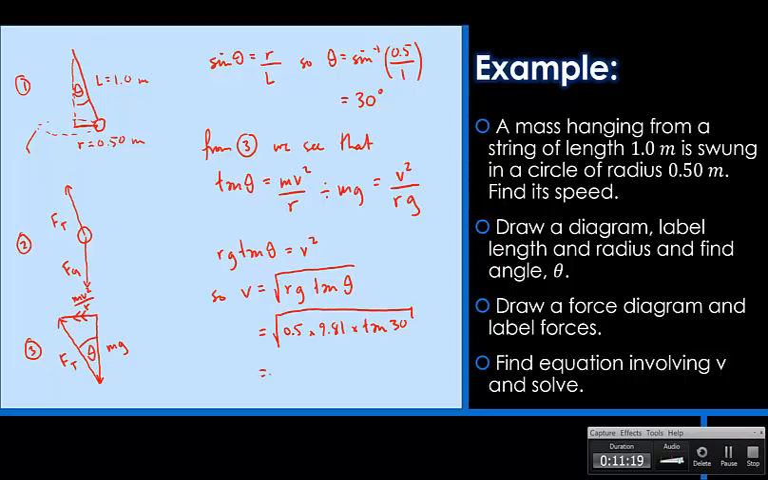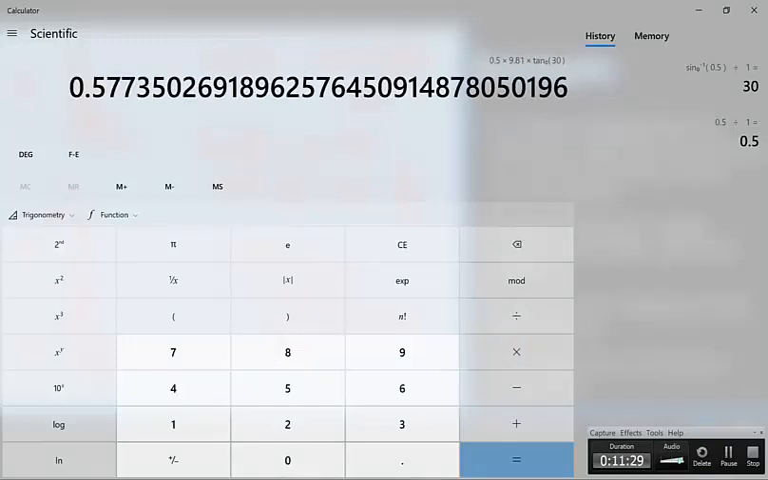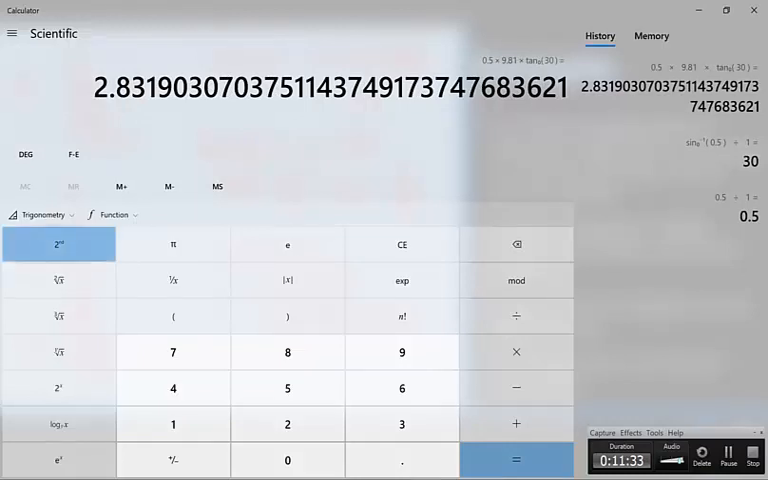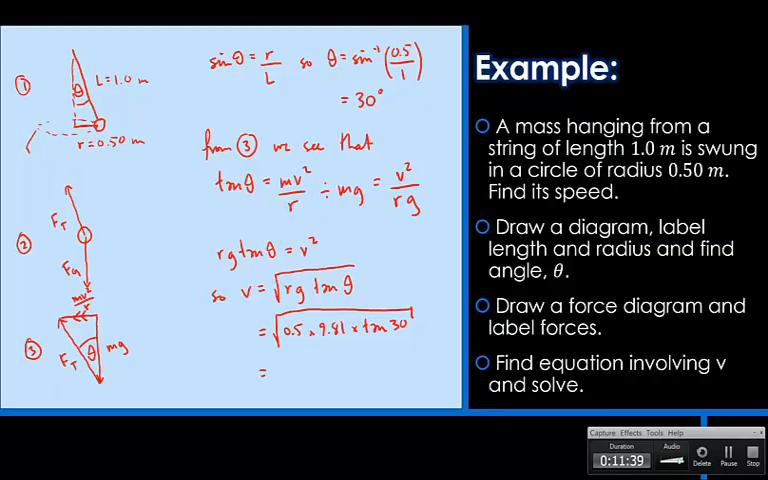which we can calculate. 0.5 times 9.81 times the tan of 30 equals, and then we'll take the square root of that and we get 1.68, equals 1.7 meters per second, and that's 2 significant figures. Okay, so using the geometry of the situation and our analysis of the forces, we can figure out how fast a conical pendulum would go if its radius is 0.5 and its length is 1 meter. It depends only on the radius and the length.